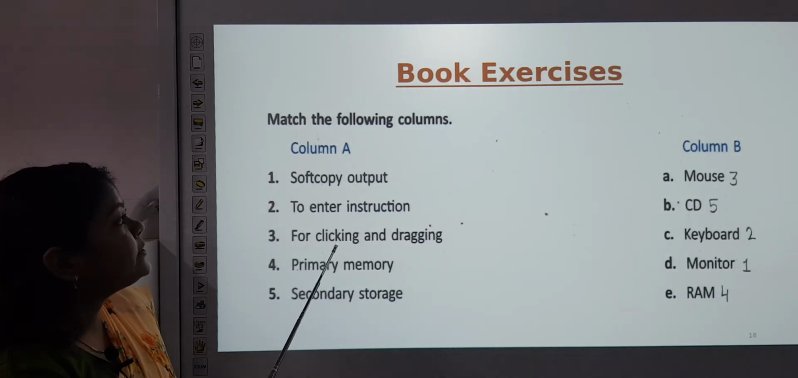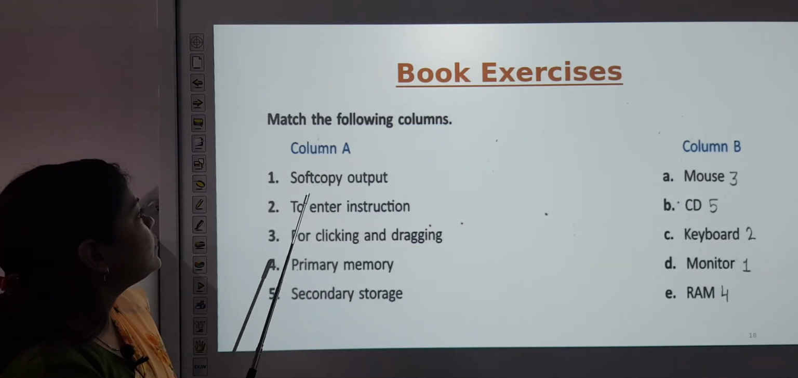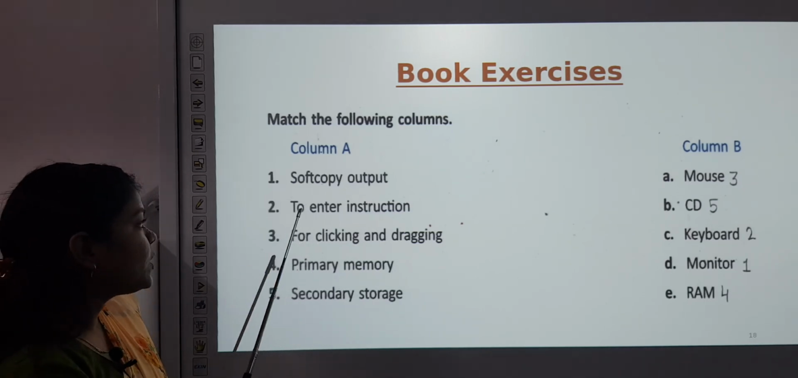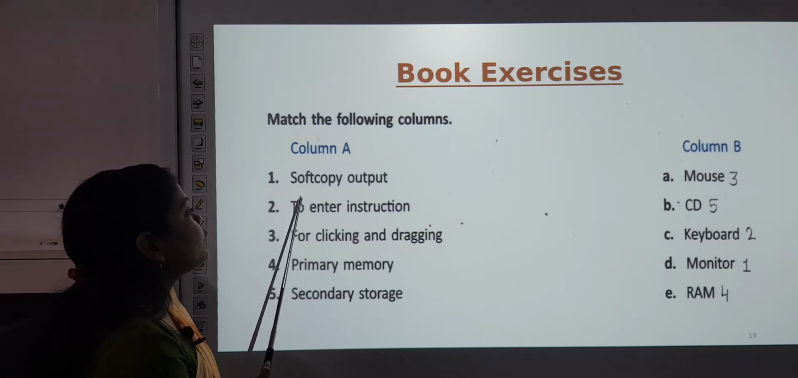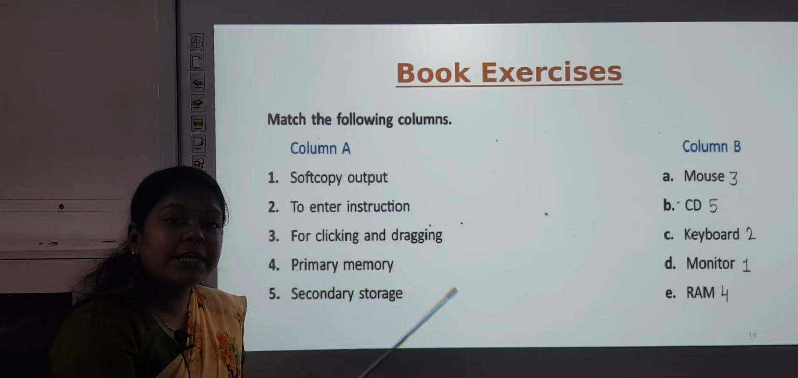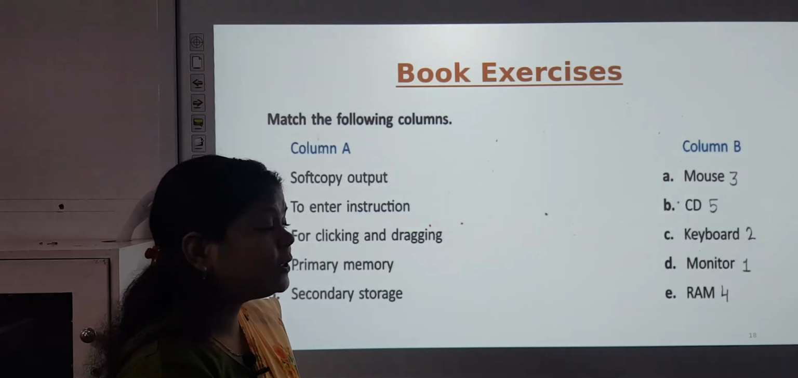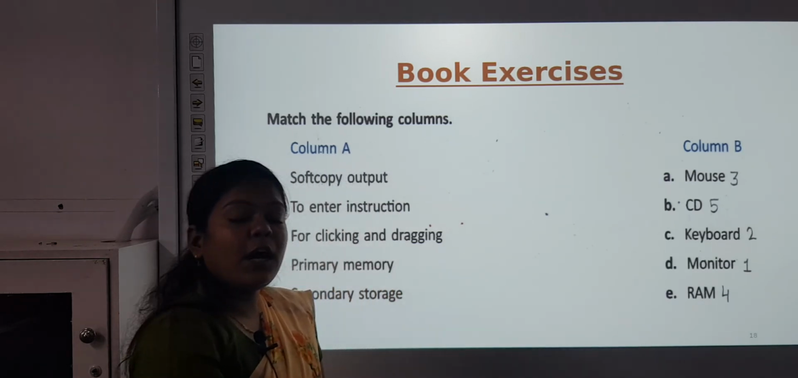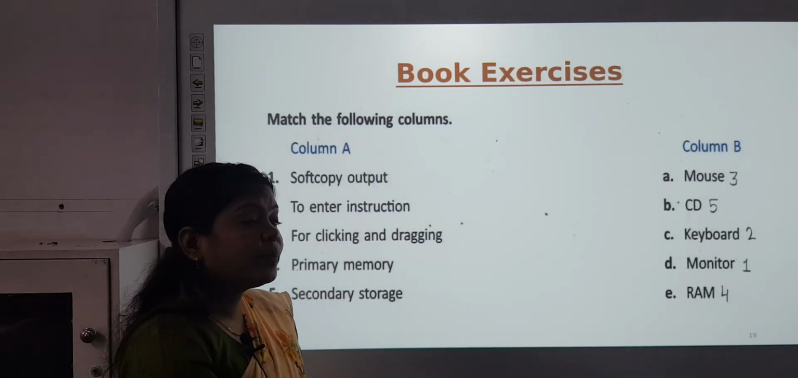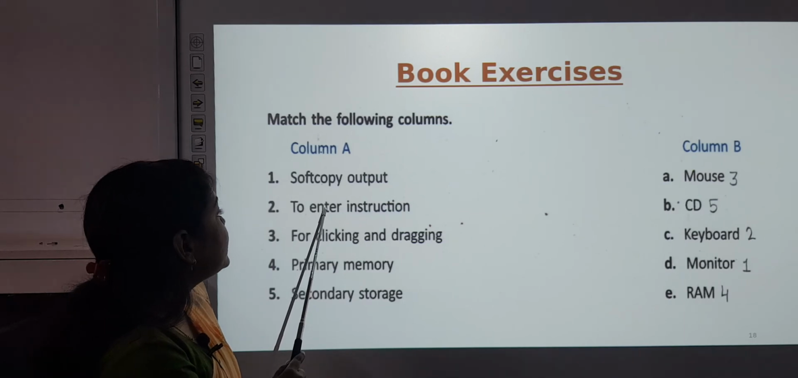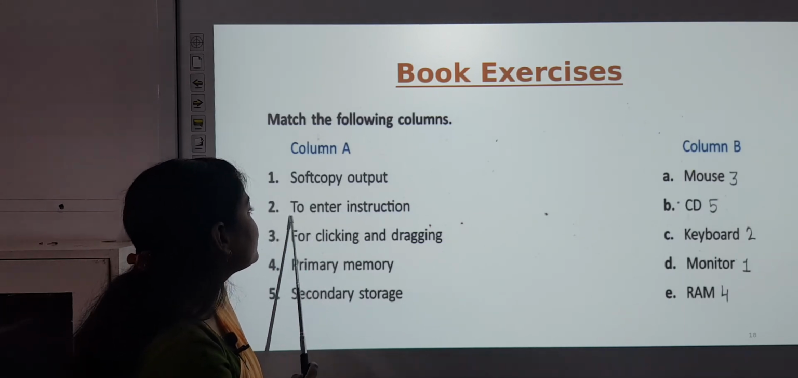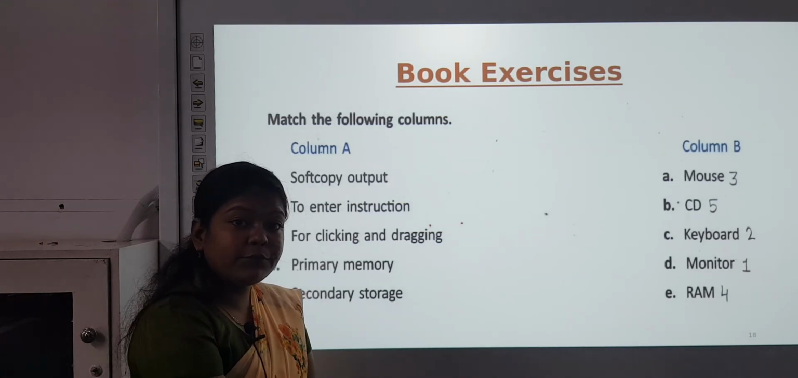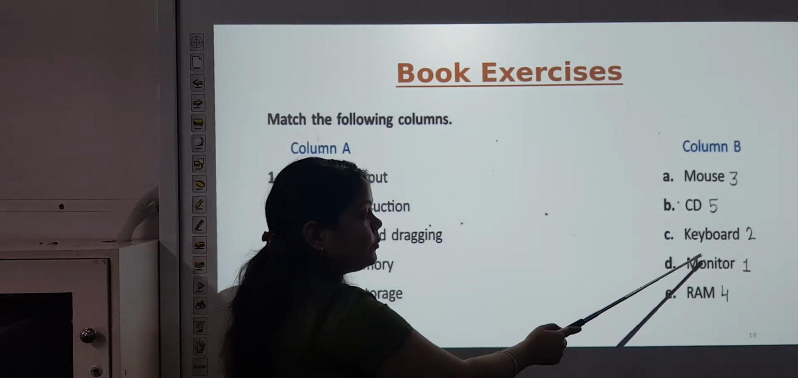Next, we have match the following. Match the following columns. We have two columns, column A and column B. First is soft copy output. In which device can we see the soft copy output? The option is monitor. The monitor displays the output that is known as soft copy output. Our next question is, to enter the instruction, which device do we have to use? We have to use keyboard.